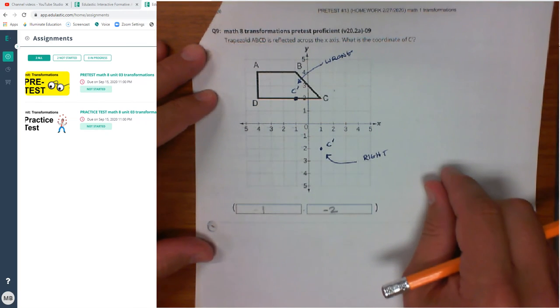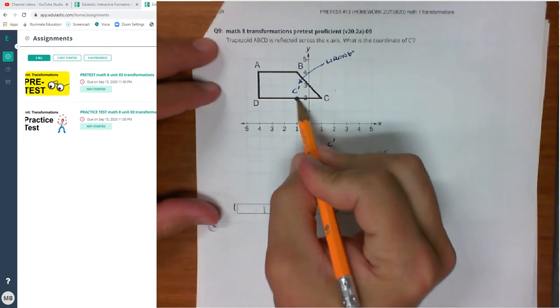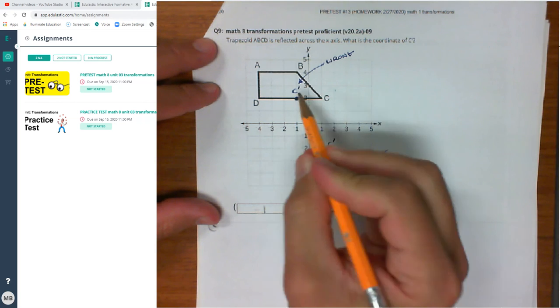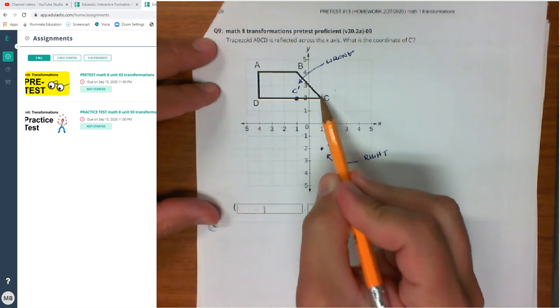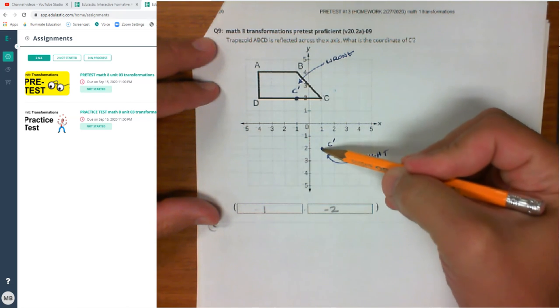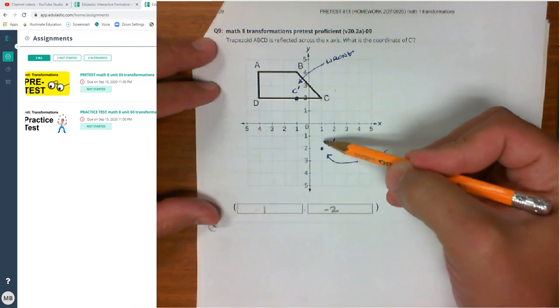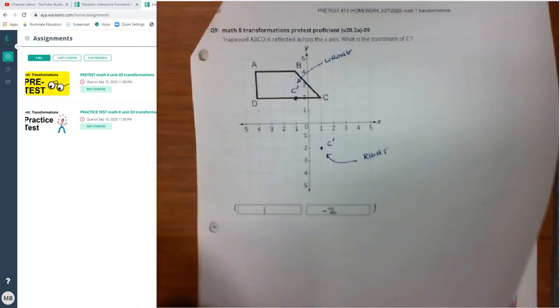Trapezoid ABCD is reflected across the x-axis. What is the coordinate of C? Really, all I have to do is just reflect the point C across the x-axis. So I just take this one point and reflect it across the x-axis, and I get 1, -2. And that's it for this one.